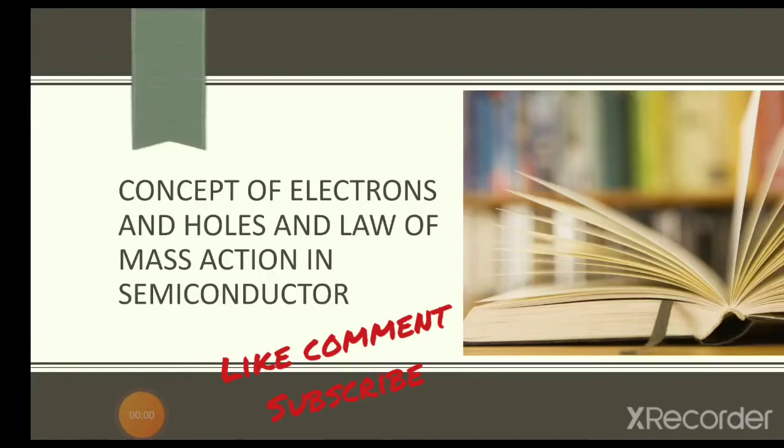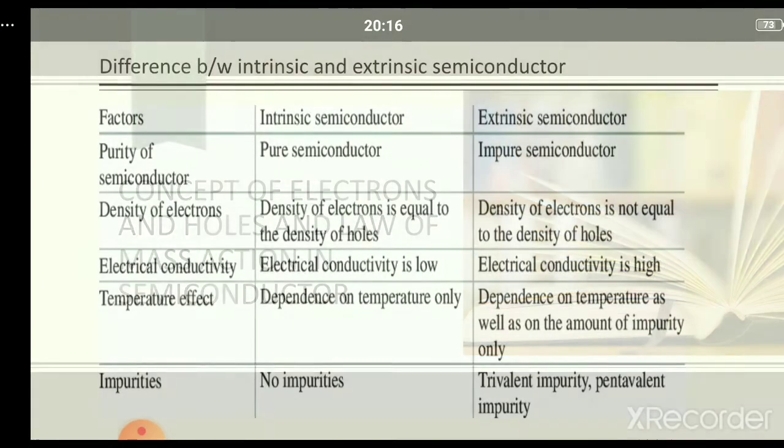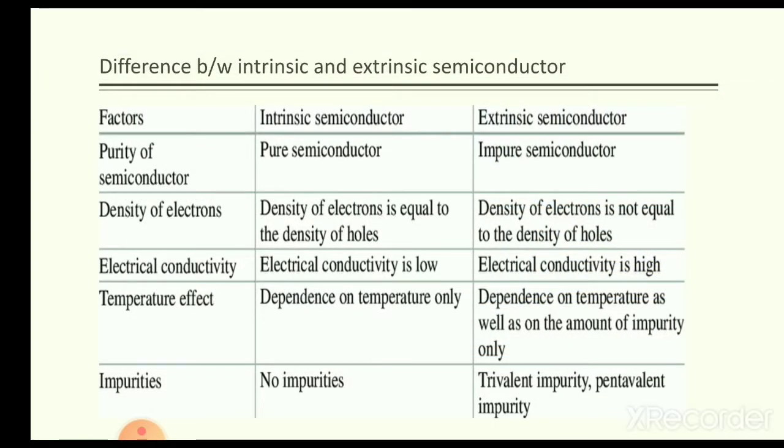Today we are going to learn about the concept of electrons and holes and the mass action law in semiconductor. Let's start with the difference. In the previous video we have learned about the overview of intrinsic semiconductor and extrinsic semiconductor. In this we are going to learn about the difference. We distinguish them by considering various factors like doping, addition of impurity, density of electrons and holes in semiconductor material.